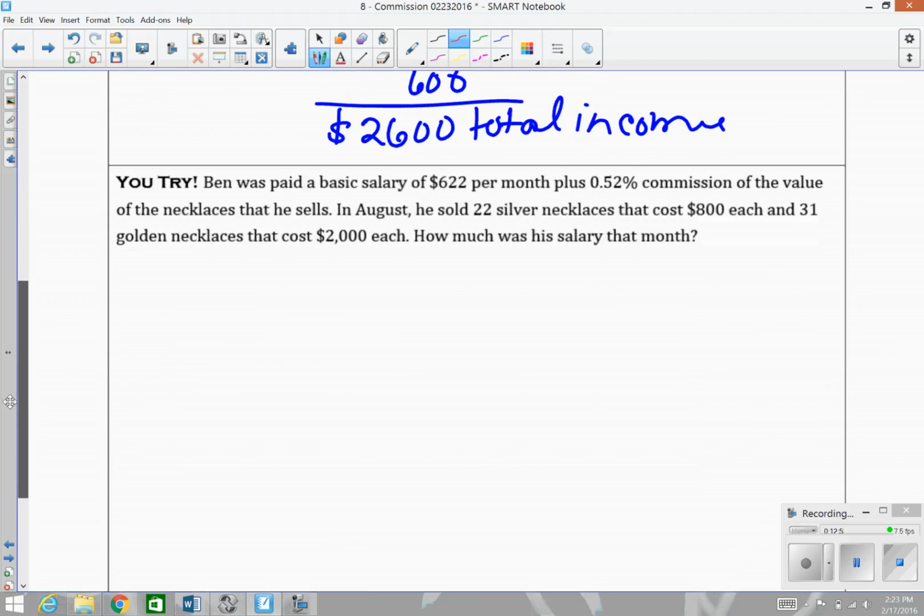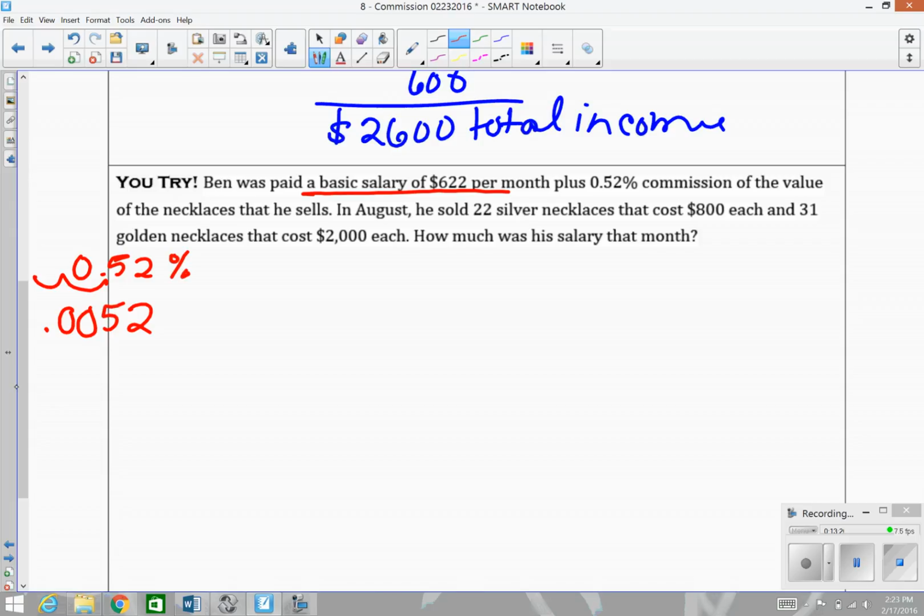Okay, now that you've given this a try, let's review it. So we have a basic salary, okay, that's the paycheck, $622 per month, plus 0.52%. Okay, this is technically still written in percent form, which means you still need to move that decimal. So when we substitute that value in, you're going to be plugging in 0.0052.